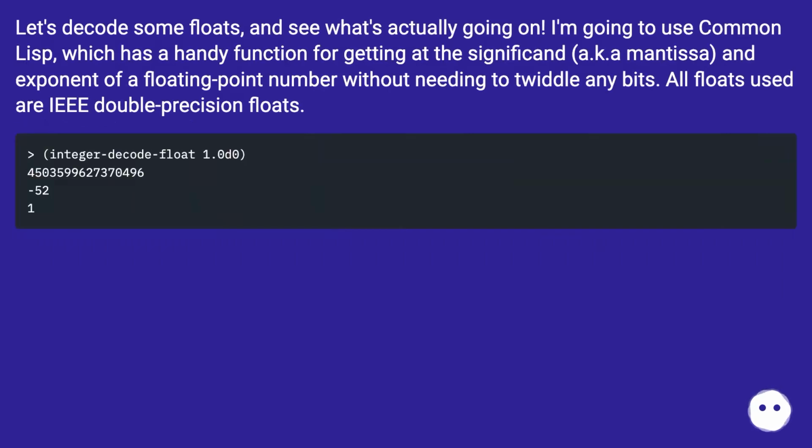Let's decode some floats, and see what's actually going on. I'm going to use Common Lisp, which has a handy function for getting at the significand, aka mantissa, and exponent of a floating point number without needing to twiddle any bits. All floats used are IEEE double precision floats.